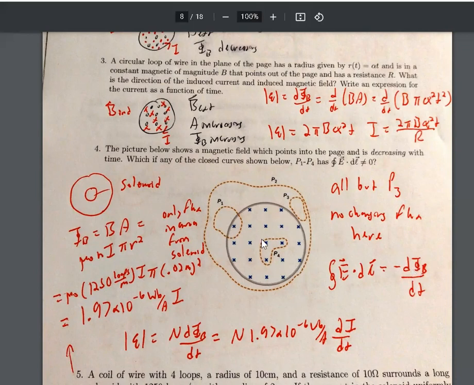So if this magnetic field was constant, if it wasn't changing, then the integral of the electric field over all of these loops would be 0.